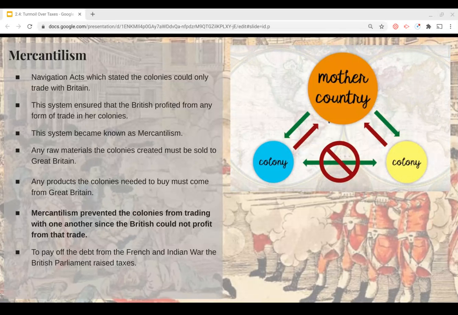Now, mercantilism prevents the colonies from trading with one another. So even though North Carolina and South Carolina literally touch, they're not allowed to trade with one another, even if they could get a better deal by trading with each other. Instead, if North Carolina wanted to buy something from South Carolina, it was going to have to first sell that to a company or a business in Great Britain, and then that company can sell it to a person in the North Carolina colony. It's kind of redundant. It adds a lot of steps to the process, but what it does is ensure that whatever is being produced in the colony benefits Great Britain.